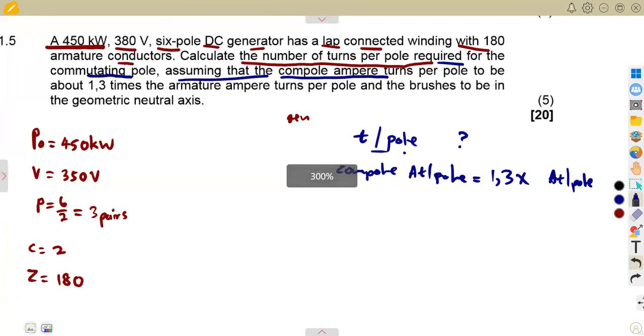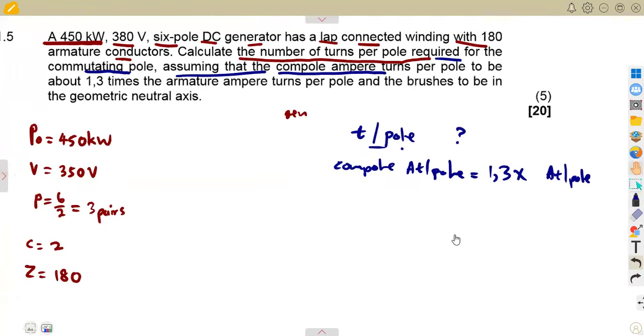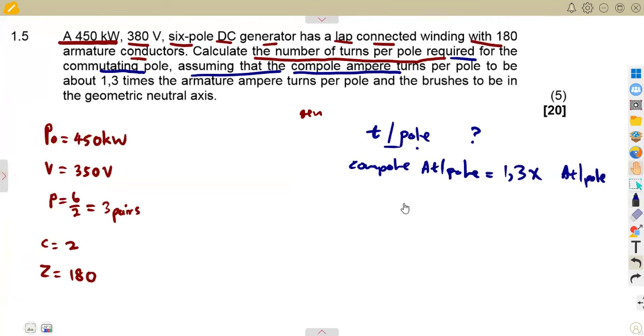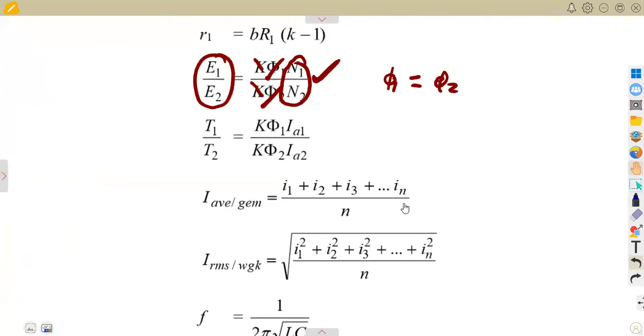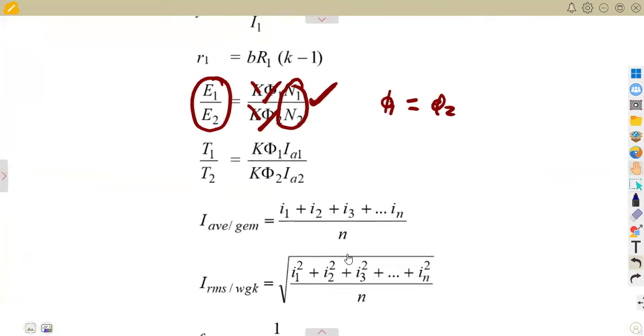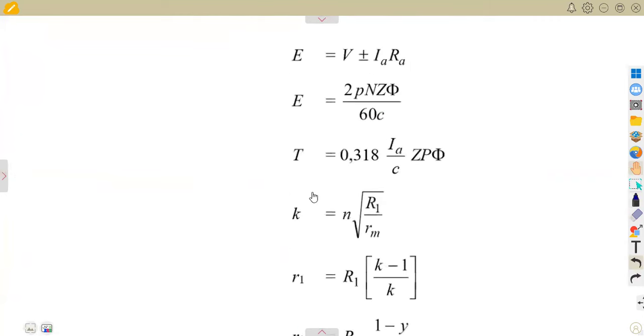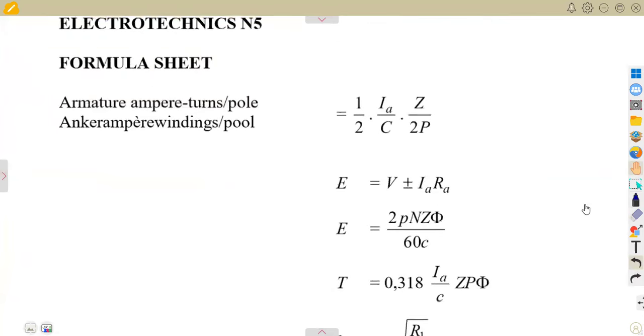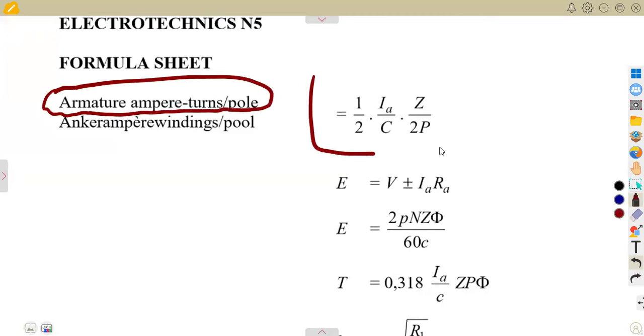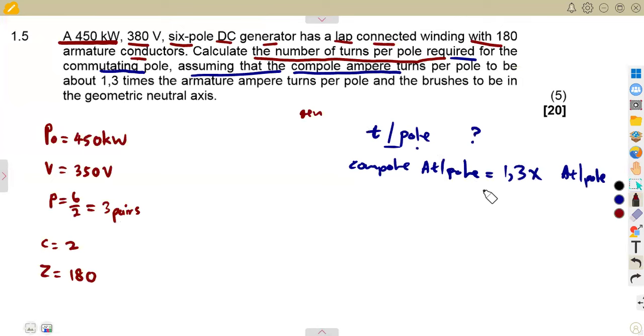That is where it is actually taken from. You are given this, so you're not going to work with cross-magnetizing or demagnetizing. No, we are going to work with the total, which is the one that you're given on your formula sheet. There we are given the formula to calculate the ampere turns per pole. And on our formula, we are seeing that a compole is taken from the ampere turn. Okay, take note, it's ampere turn per pole.